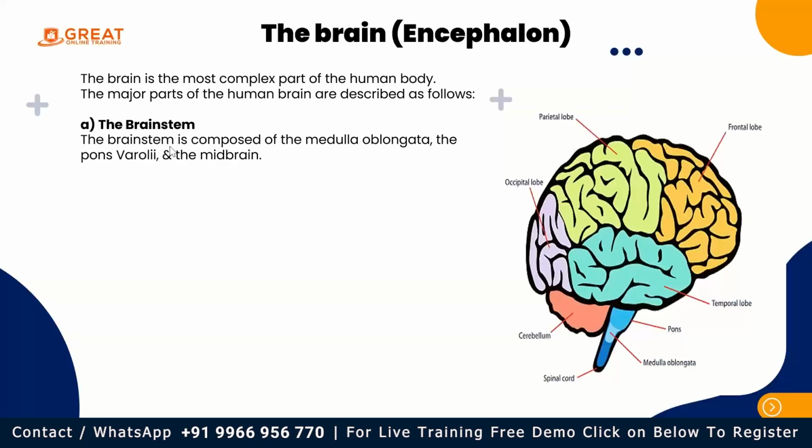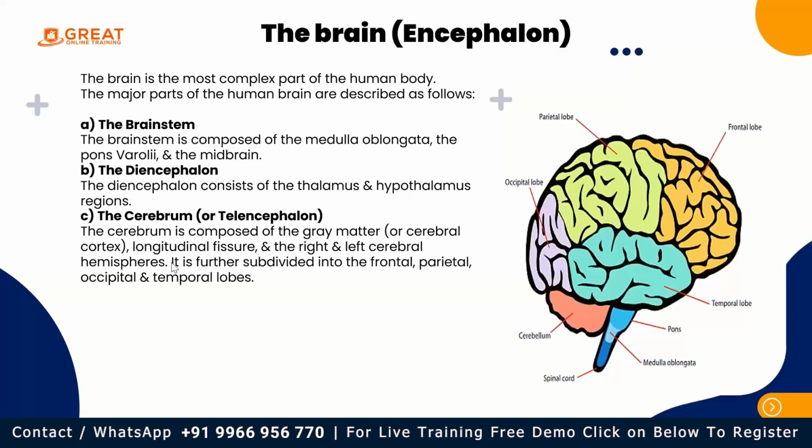The brainstem is composed of the medulla oblongata, the pons varolii, and the midbrain. The diencephalon consists of the thalamus and hypothalamus regions. The cerebrum, or telencephalon, is composed of the gray matter or cerebral cortex, the longitudinal fissure, and the right and left cerebral hemispheres. It is further subdivided into frontal, parietal, occipital, and temporal lobes.